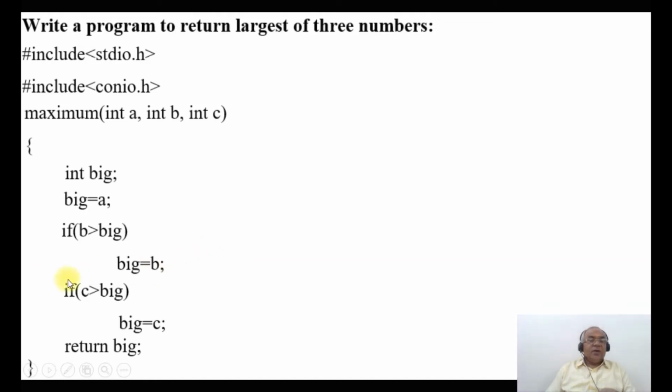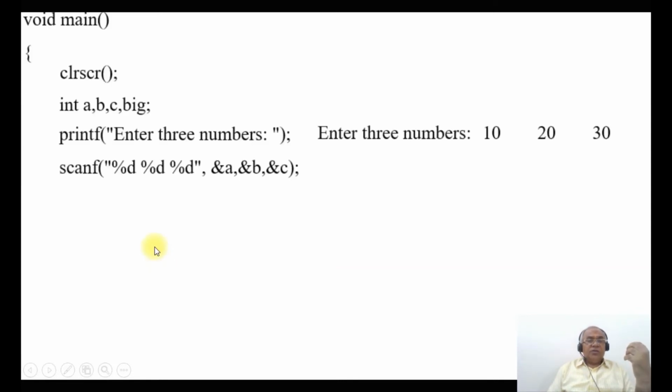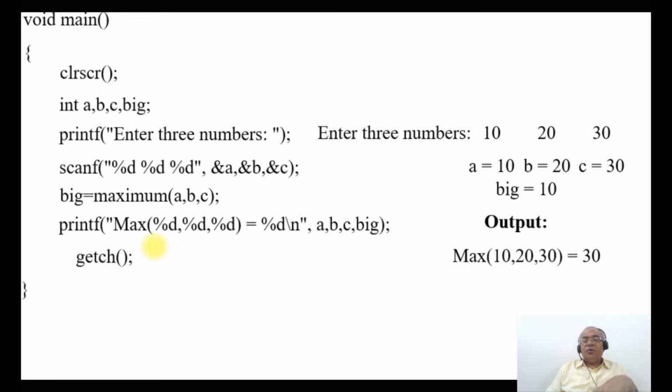Now again it checks what is the value of C. The C value is 10. Is 10 greater than big? No. So it returns the big value. So the big value is 30, which in this case is the B value. So it will execute this and then come to this main function. So here, when you consider 20, 30 and 10, the maximum value will be equal to 30. So this is how you will be able to execute this program.